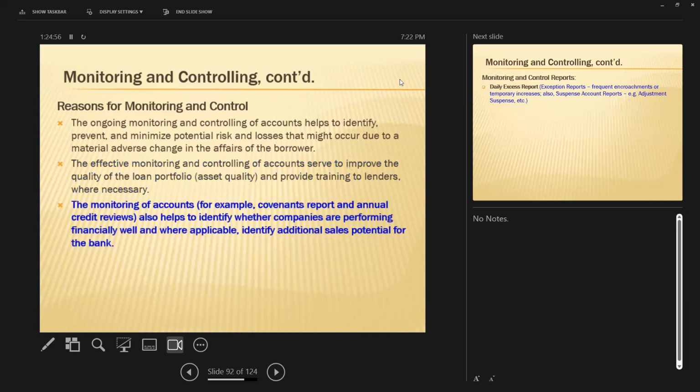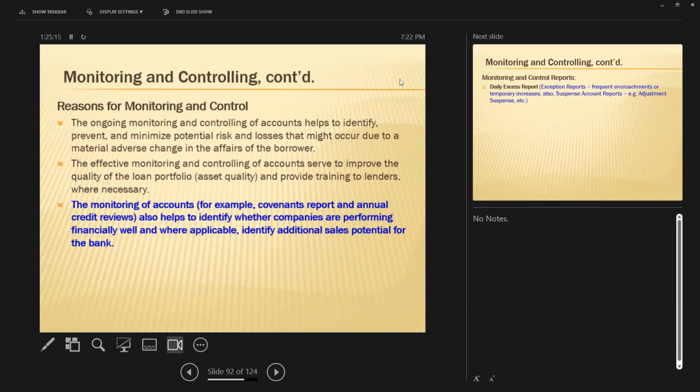Thirdly, the monitoring of accounts, for example, covenants reports and annual credit reviews, also helps to identify whether companies are performing financially well, and where applicable, identify additional sales potential for the bank.